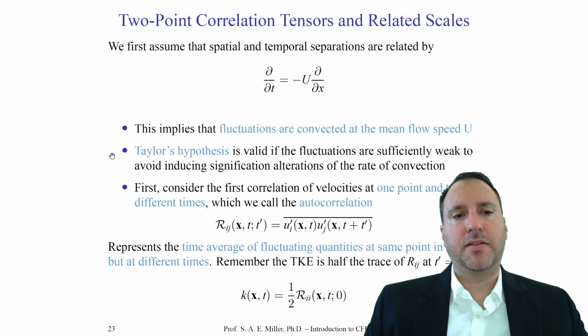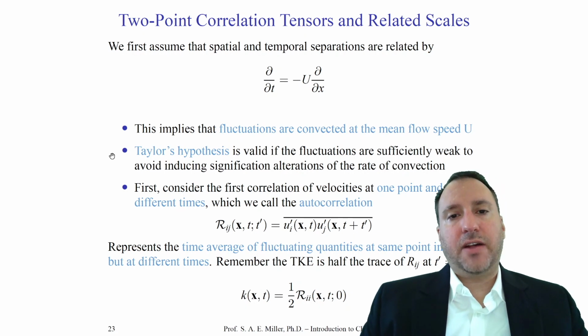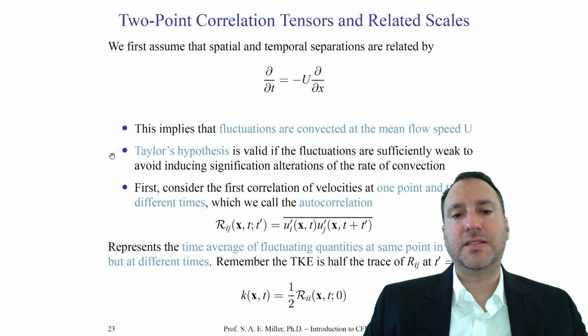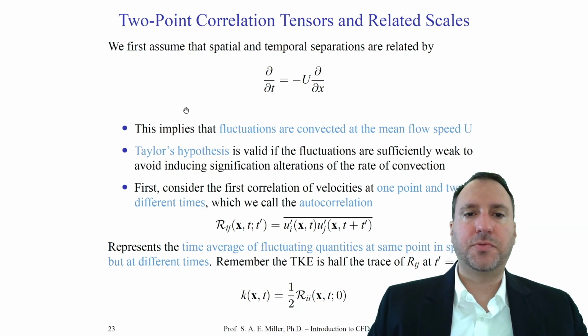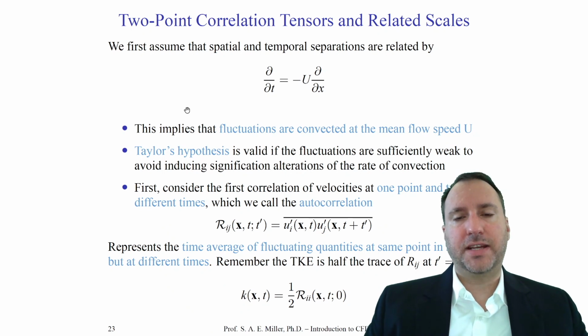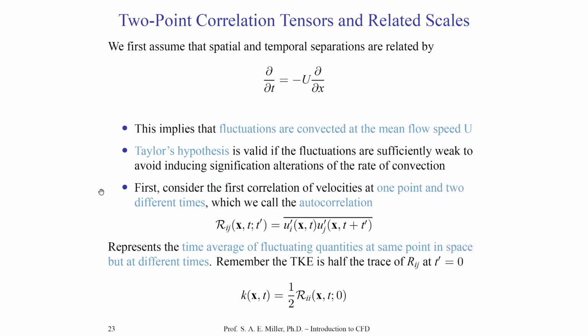Now, Taylor's hypothesis, Taylor being another famous researcher in turbulence and fluids, is valid if the fluctuations are sufficiently weak or small so as not to induce significant changes in the rate of convection or of the base flow. So this equation will remain true as long as the fluctuations are not changing the base flow or mean flow at a significant rate. That is Taylor's hypothesis.